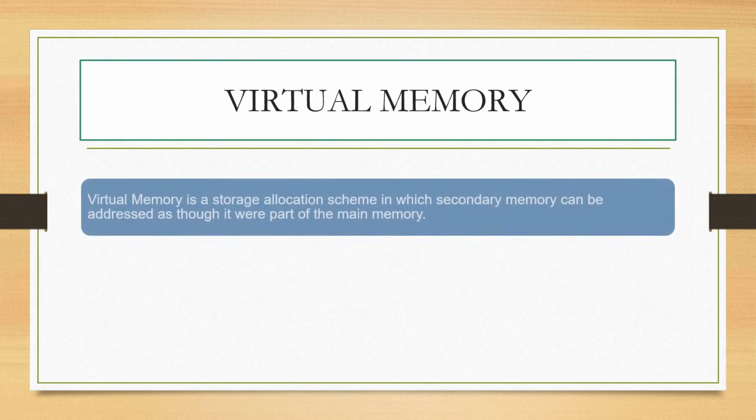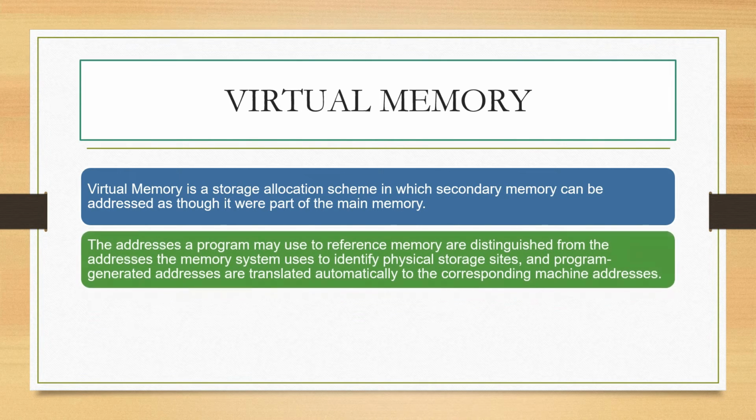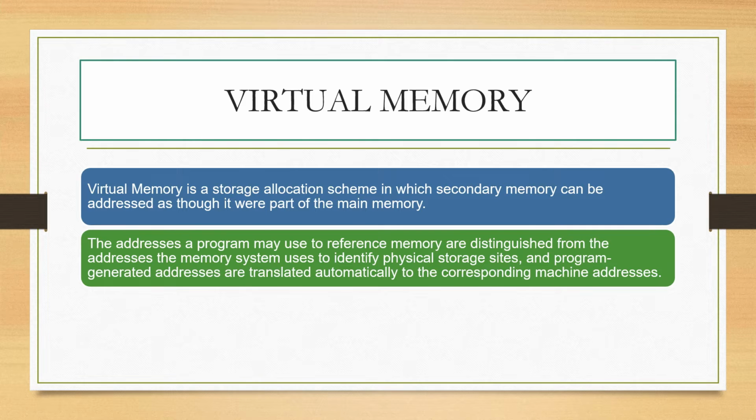Virtual memory is a storage allocation scheme in which secondary memory can be addressed as though it were part of the main memory. The addresses a program may use to reference memory are distinguished from the addresses the memory system uses to identify physical storage sites.